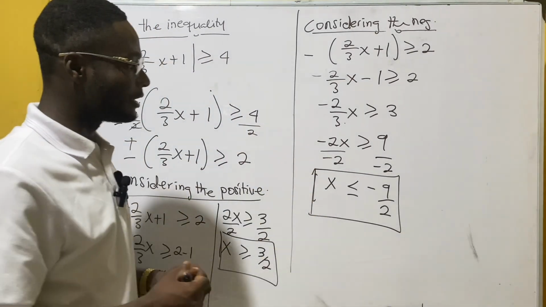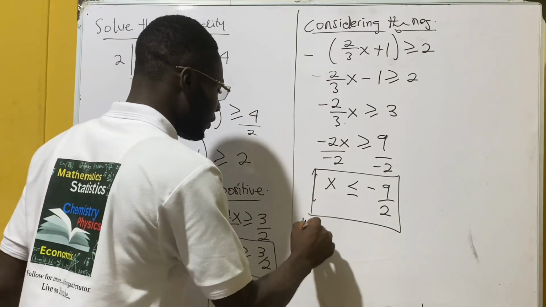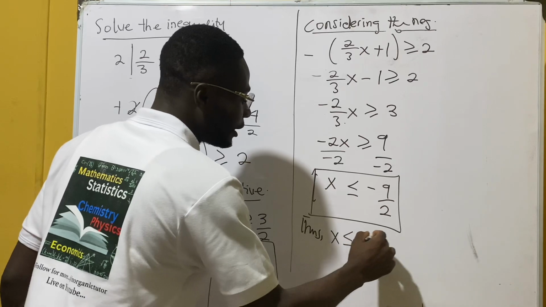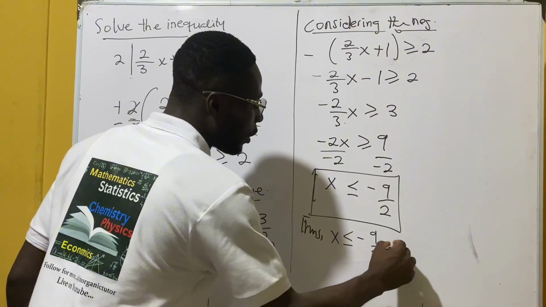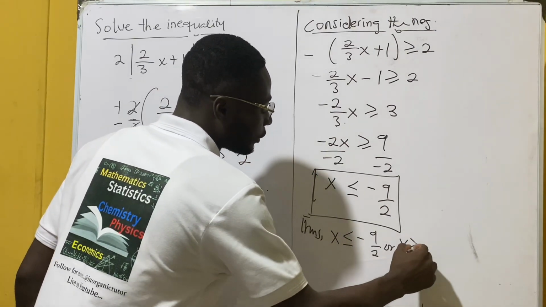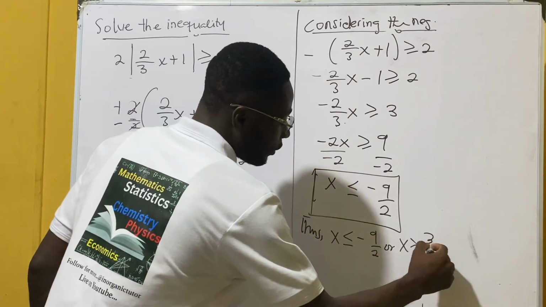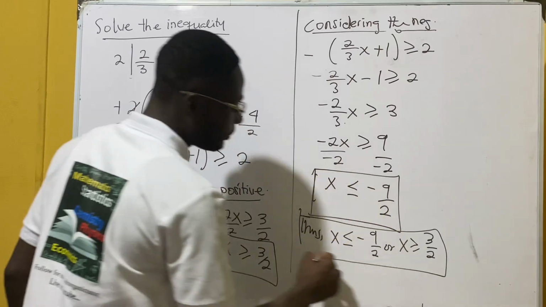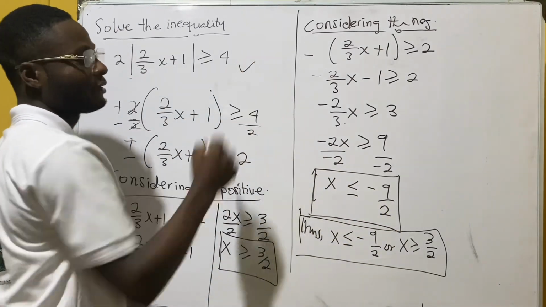So we can say that therefore, x is less than or equal to negative 9 on 2, or x is greater than or equal to 3 on 2. So that is the solution to this particular inequality.